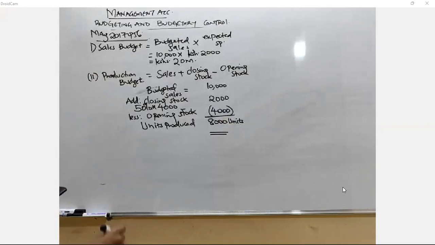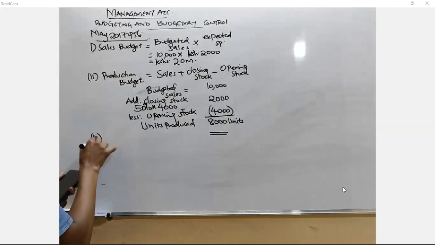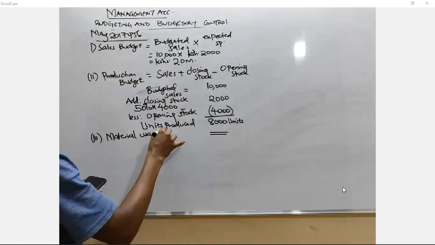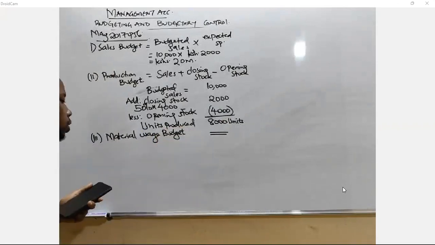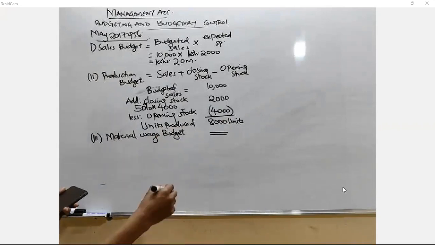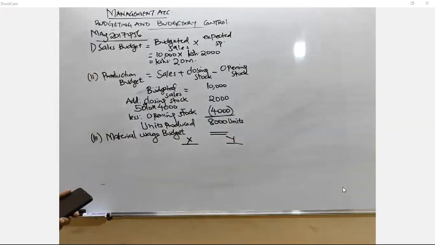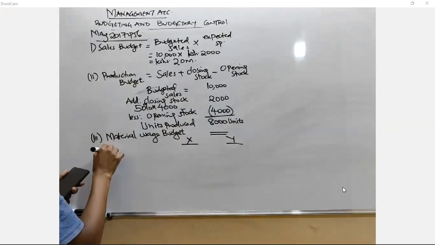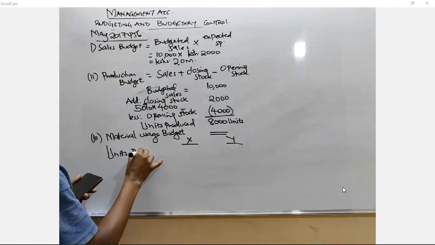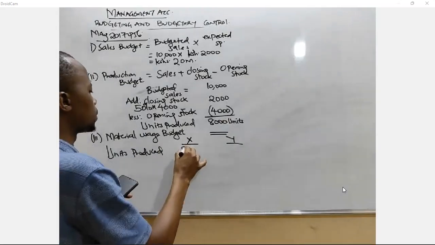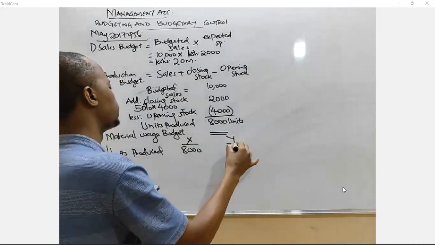Number three, here we are discussing material usage. Material usage budgets. And what are we using here? We are using two components, component X and component Y. So what you have to capture here is the units produced. We capture our units produced. So we are producing 8,000 units. So you put that there.